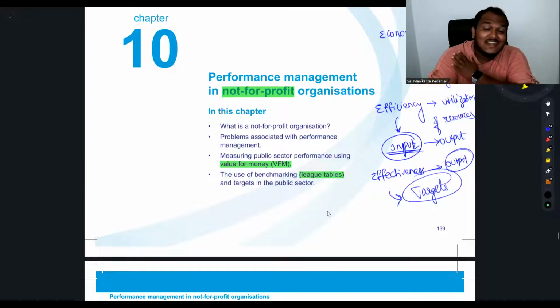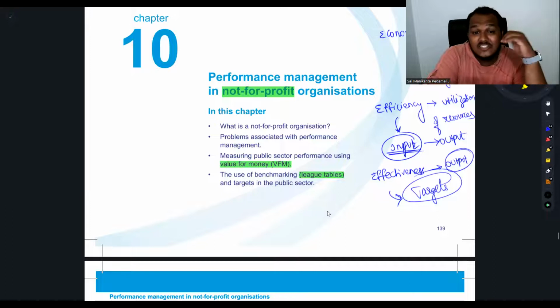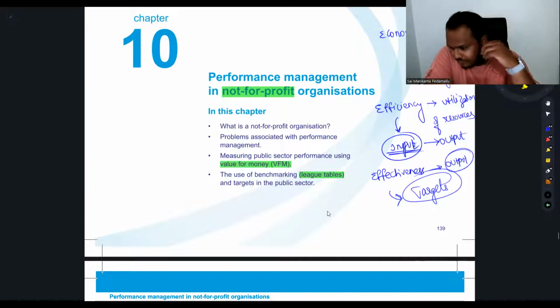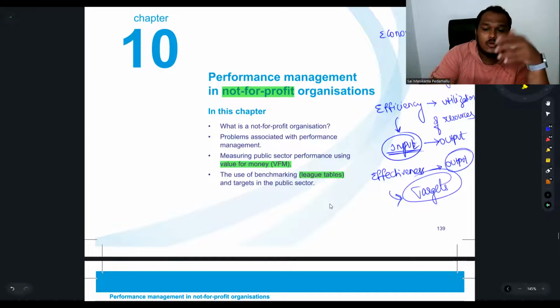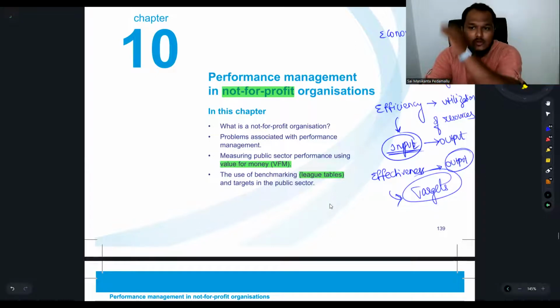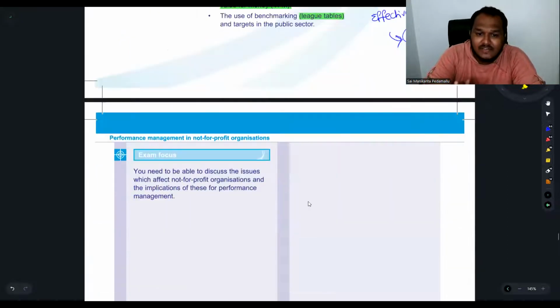I can't help it. But anyways, league tables are for not-for-profit organizations. Their ranking tables are called league tables. It could be for educational institutions, number 1 school, number 2 school, number 3 school. So how do they do that? Those league tables are prepared on the basis of the 3 E's: economy, efficiency, and effectiveness.